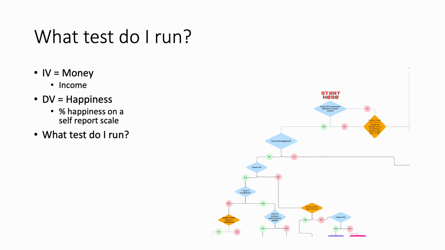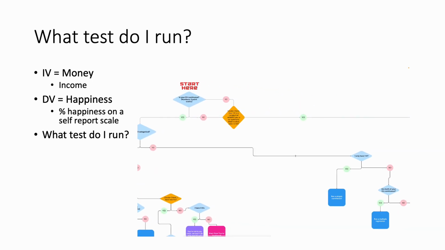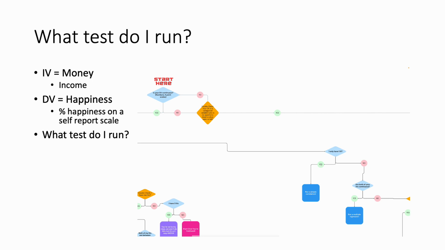So in this case, my independent variable is now income, and my dependent variable is percentage happiness. Both of those are continuous. So is your dependent variable continuous? Yes. IVs are all categorical? No. I only have one IV. Yes. Run a simple correlation. So we're going to run a correlation. That's the correct answer.